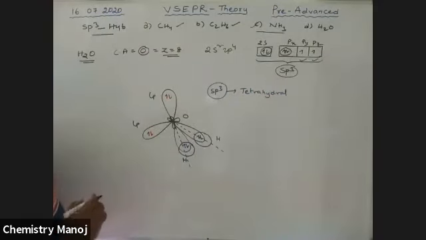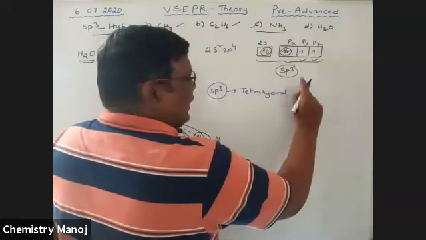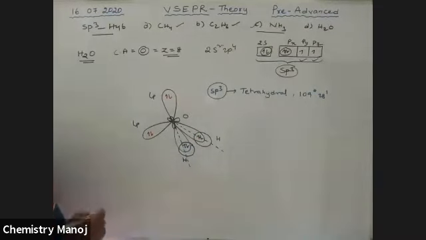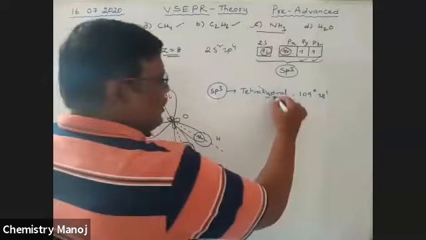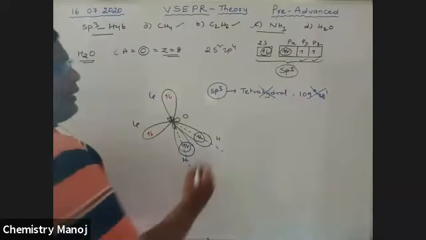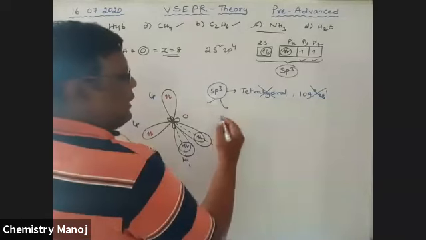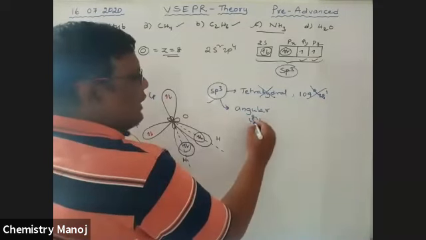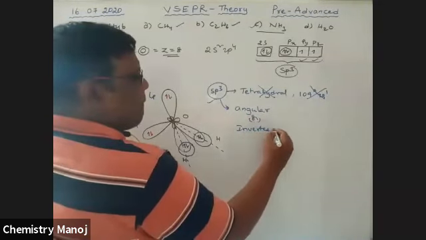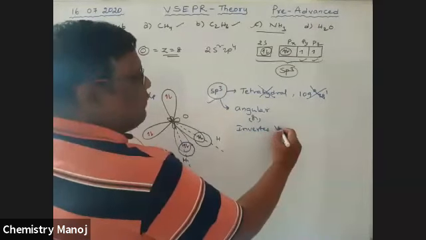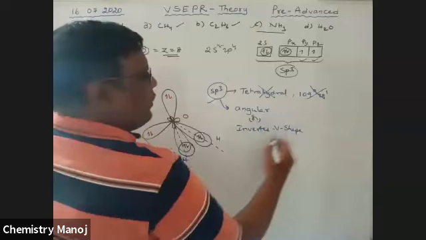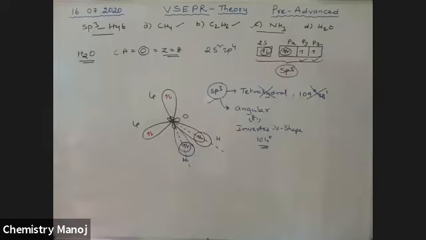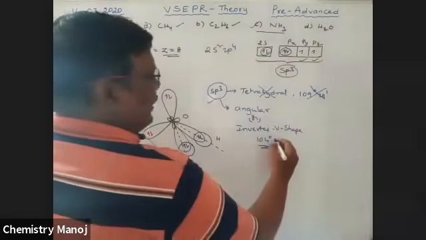with bond angle 109 degrees 28 minutes. But this is not correct in the case of the water molecule. The actual shape is angular, or inverted V shape, with bond angle 104 degrees 31 minutes.